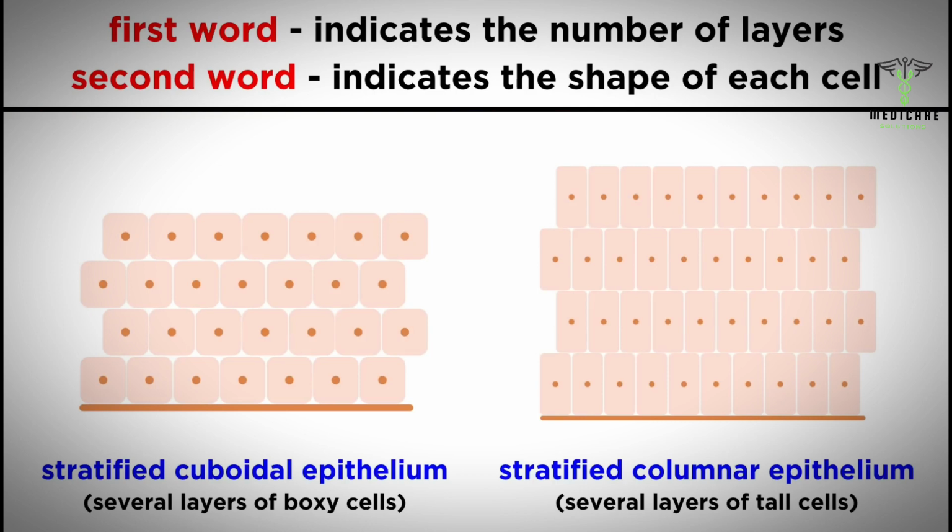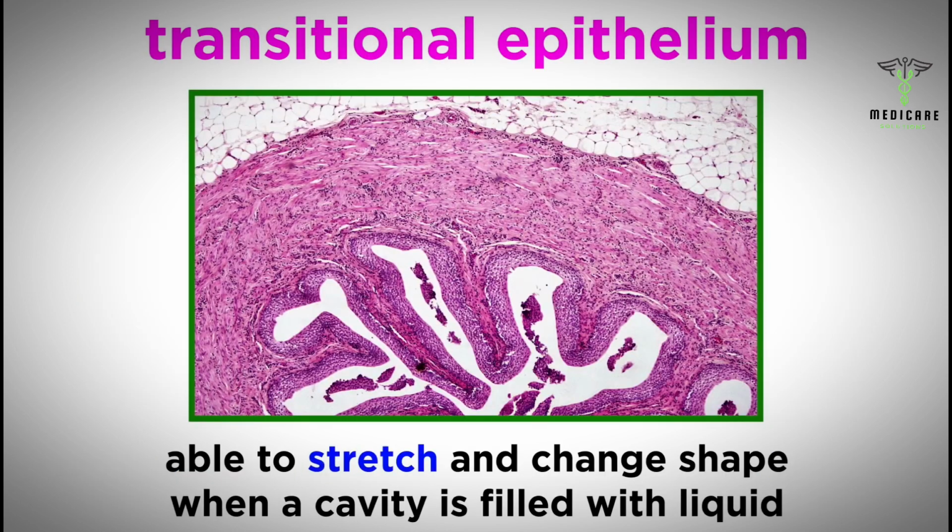Much more rare are stratified cuboidal and stratified columnar epithelia, where all the layers have cells of these other shapes. But they are found in a few locations, like certain types of glands. Lastly, there is also transitional epithelium, which is able to stretch and change shape to accommodate a cavity being filled with liquid. And this will be discussed when we look at the urinary system.